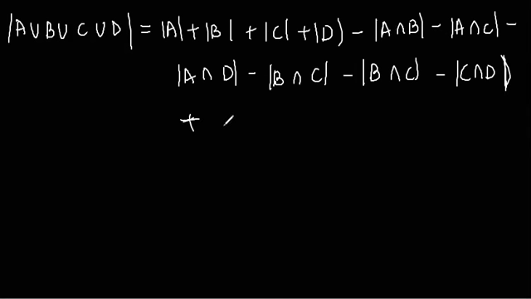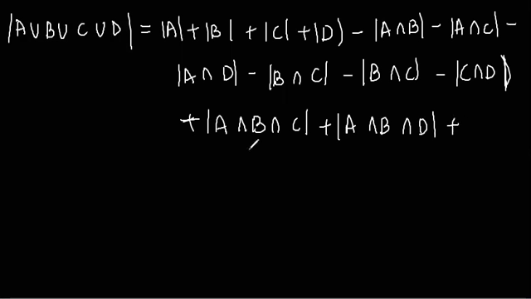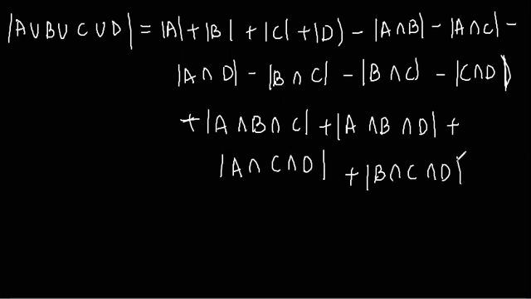Again we have to shift back to the positive sign, that is, alternately we will have a negative and a positive sign. So over here, plus the intersection of 3 sets: A intersection B intersection C, plus A intersection B intersection D, plus A intersection C intersection D, plus B intersection C intersection D. These 4 are all the combinations of 3-set intersections, and we have to add them.